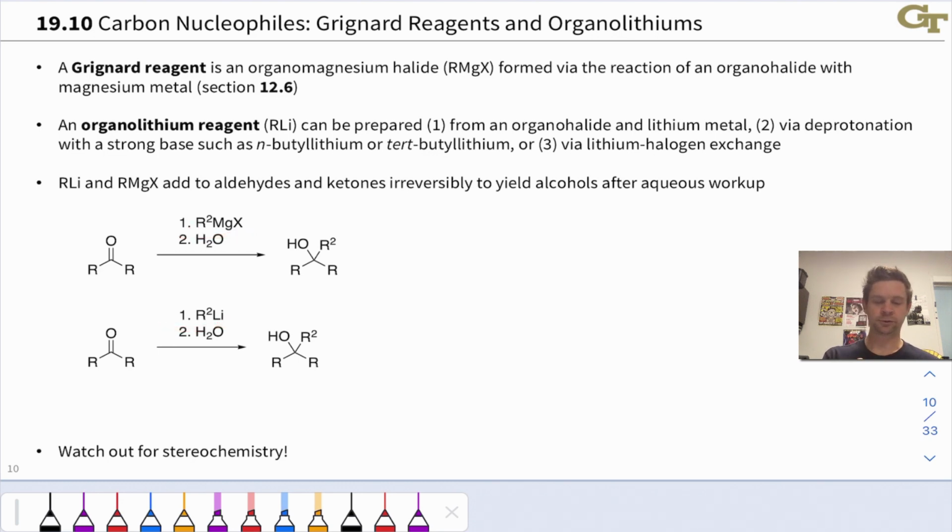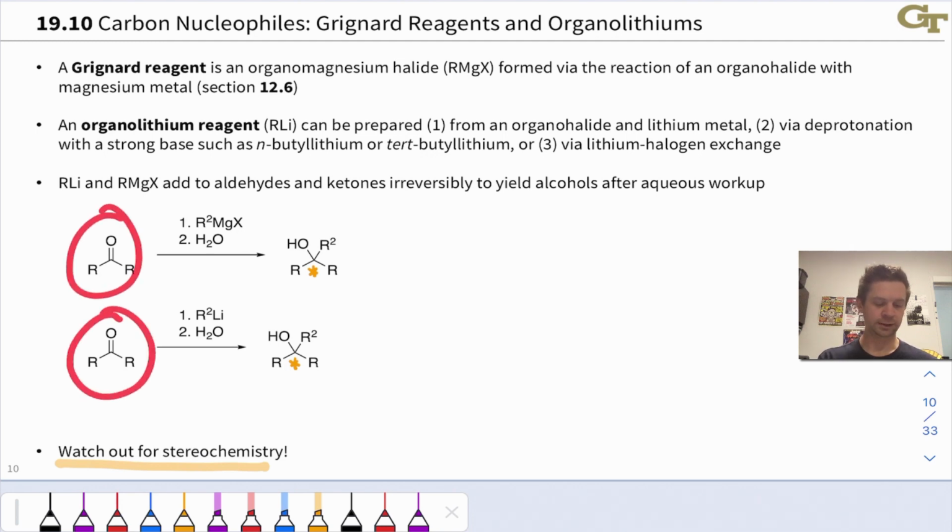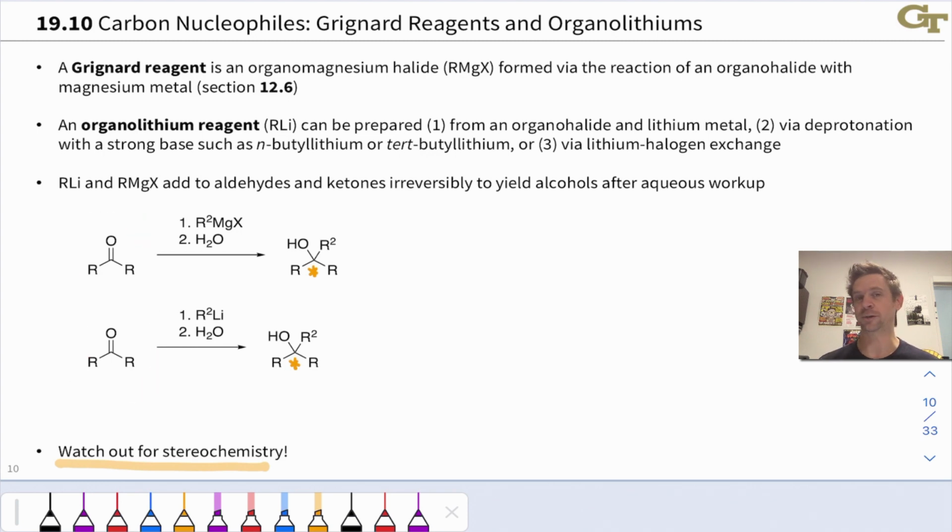You do want to watch out for stereochemistry here, because this reaction converts a trigonal planar carbonyl carbon into a tetrahedral alcohol carbon, and that can create a stereocenter and introduce chirality where we only had achirality in the starting material. And so you want to watch out for the generation of enantiomers in this reaction.